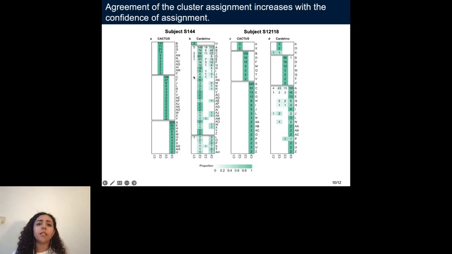In subject 144, if you remember, the certainty of the assignment wasn't very good, specifically for Cardellino, and you can see the agreement is not very good. But in subject 118, you can see the agreement is almost very good, and we assign the cells inside the clusters to the same clones.